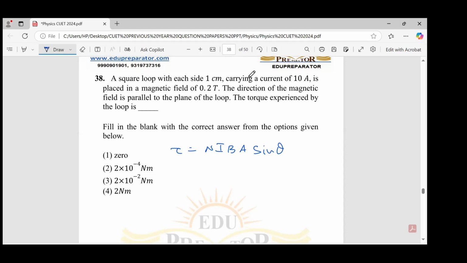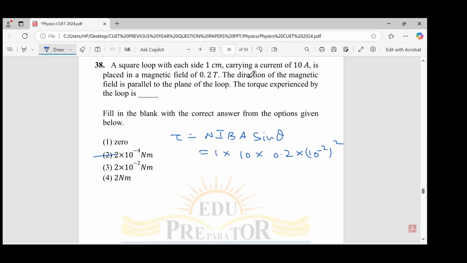Number of turns are not provided. It means it's a one turn question, right? So this will be equal to 1 into current is 10 ampere, magnetic field is 0.2, area is 10 to the power minus 2 whole square, right? So we'll get the answer 2 into 10 to the power minus 4 Newton meter.